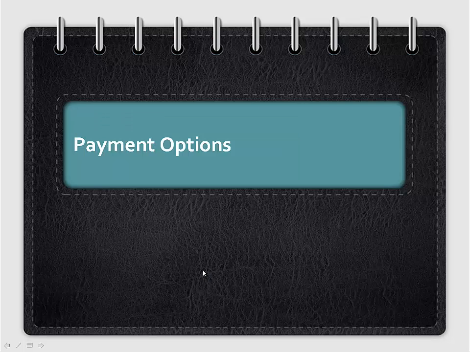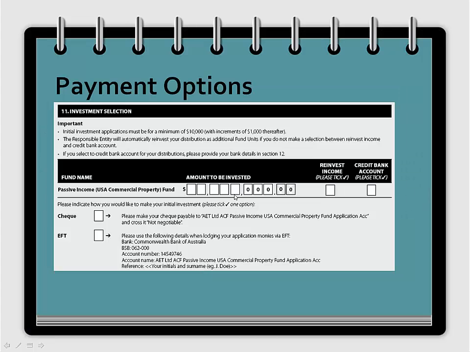Right then, payment options. Now, after having written the amount that you want to invest in here and ticking whether you want to reinvest the distribution or receive it as cash, you need to tell me whether you will be attaching a check, and if so, you need to write the check out to the name of AET Limited, ACF, which stands for as custodian for the Passive Income USA Commercial Property Fund application account, and cross it not negotiable. Now, this is quite a mouthful.